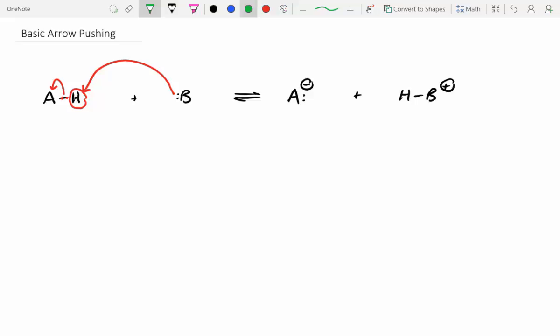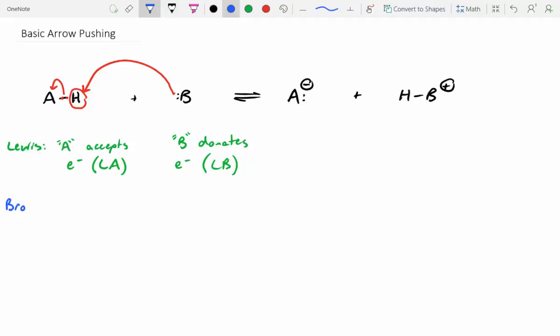And if we think about the acid here, we could say by Lewis theory that A accepts electrons. That means that this is a Lewis acid. And we said that B donates electrons. That means it's going to be a Lewis base, so I'll do LB. And then down here, I'm going to do the Bronsted definition.